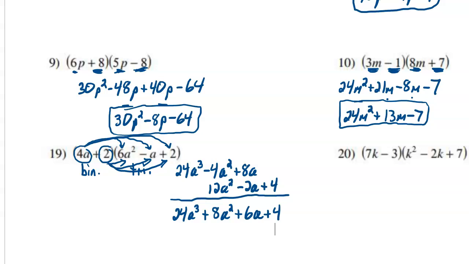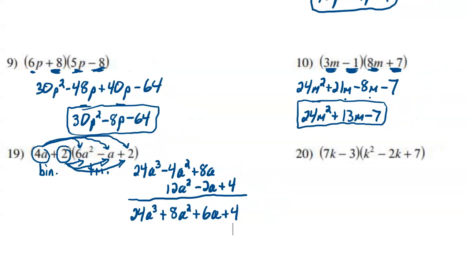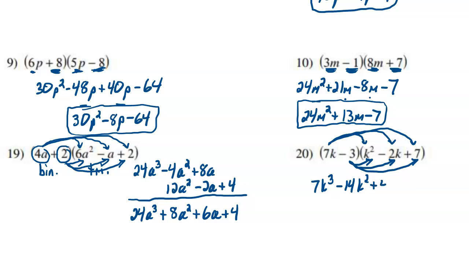Finally, number 20. Same structure. It's a binomial times a trinomial. We're going to distribute and distribute. We need to do 6 multiplications. Okay, let's start with the 7k and multiply to k squared. That makes 7k to the third power. Now 7k multiplied to the negative 2k. That's negative 14k squared. Now 7k multiplied to the 7. That's positive 49k.